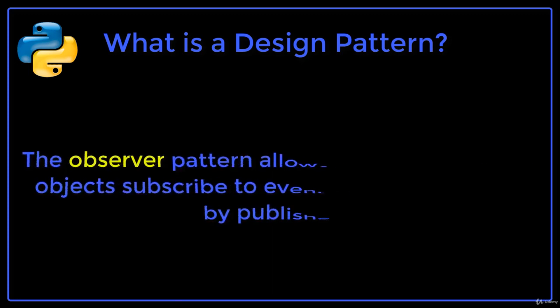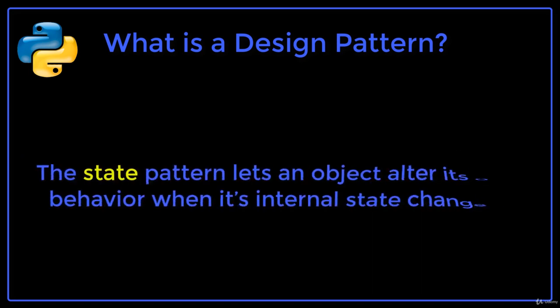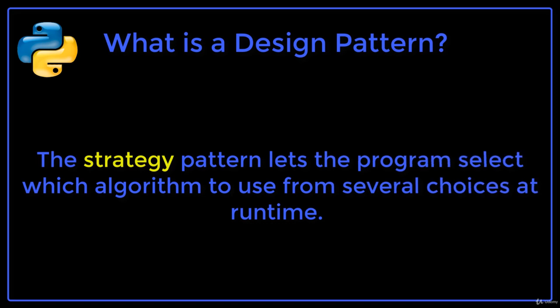The observer pattern allows us to let observer objects subscribe to events that are sent out by publishers. The state pattern lets an object alter its own behavior when its internal state changes. The strategy pattern lets the program select which algorithm to use from several choices at runtime.